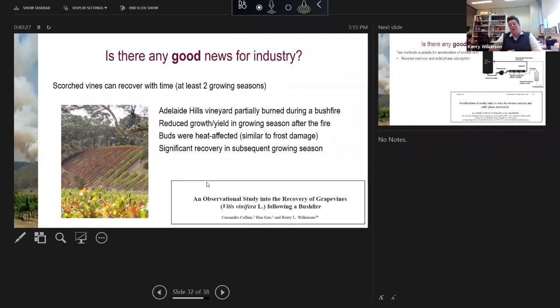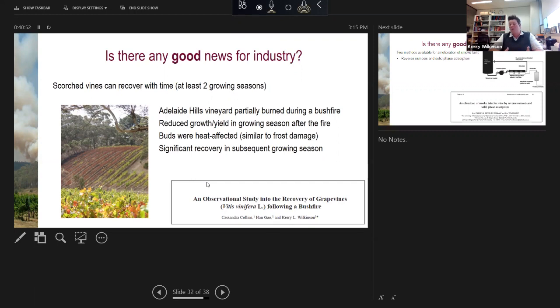This particular study, which I did with one of my viticulture colleagues, we went out into a vineyard to look at the recovery of vines that were scorched during a bushfire. So in this instance, not so much smoke damage to vines, but heat damage from the bushfire itself. And this has been a really useful study, given that some of the fires, particularly up in the Adelaide Hills, that have occurred this year.